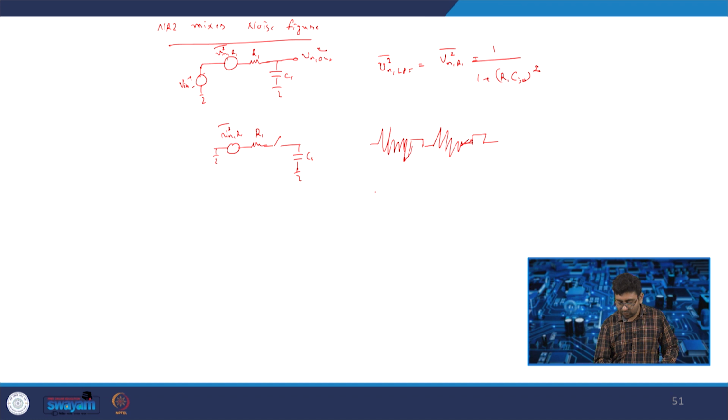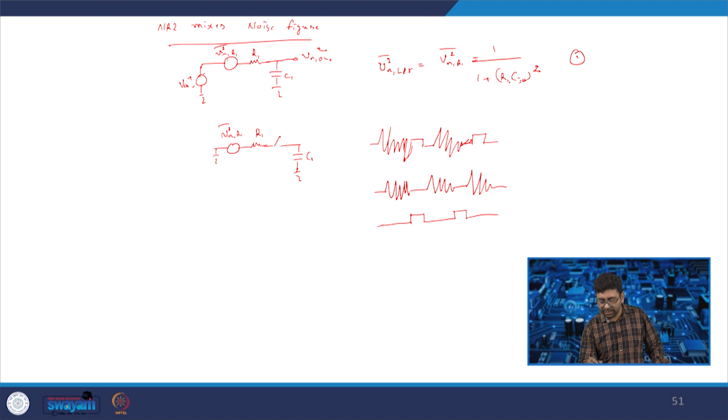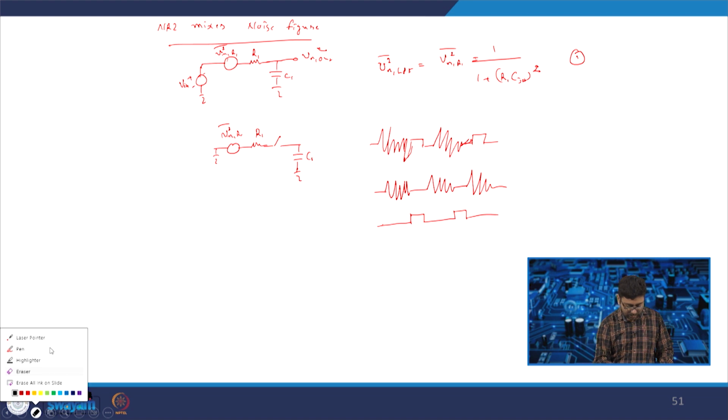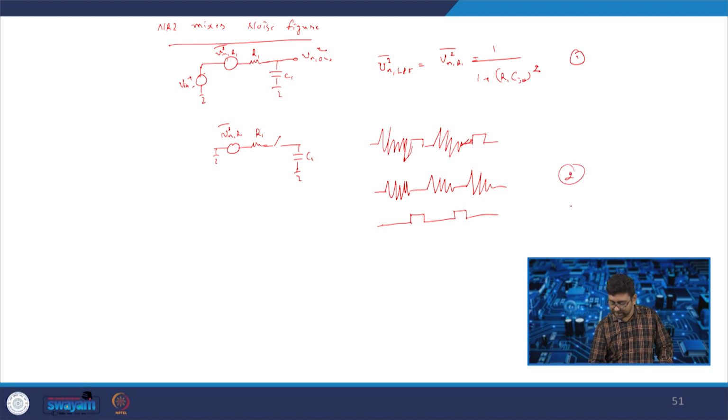One is only the noise which is switching, and another is that there is a change in the amplitude due to this noise. So this is a composition, the second composition, and this is a third. So this is the first. While calculating the noise, we need to consider this is the first, second, and this is a third.